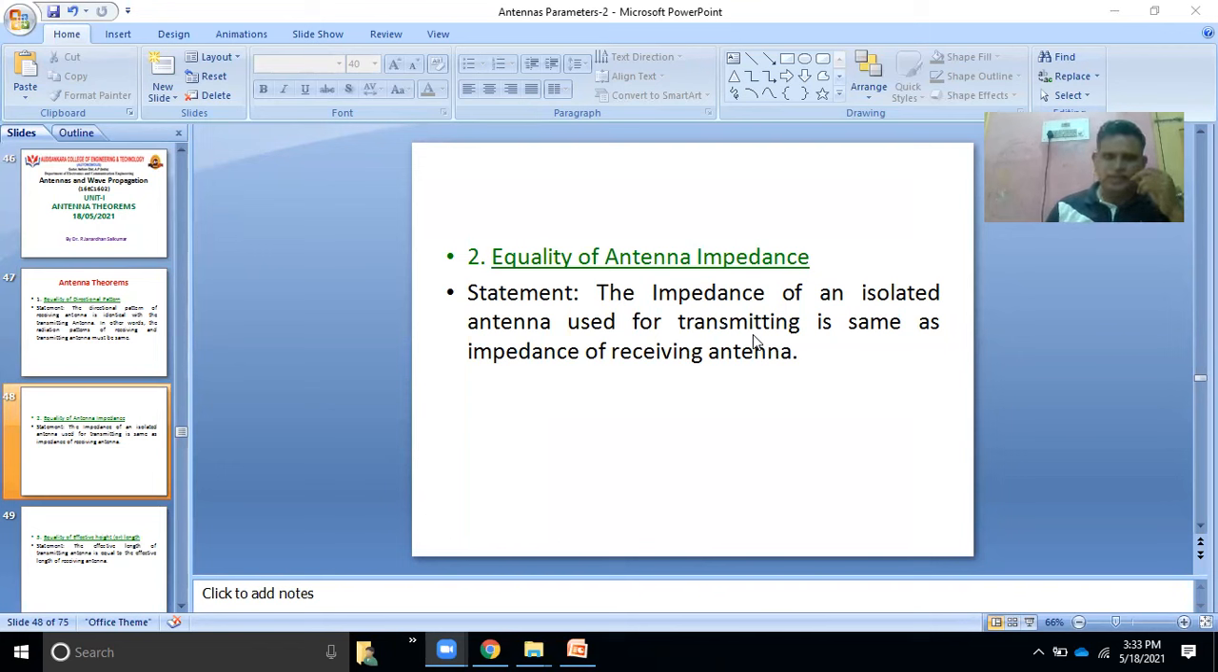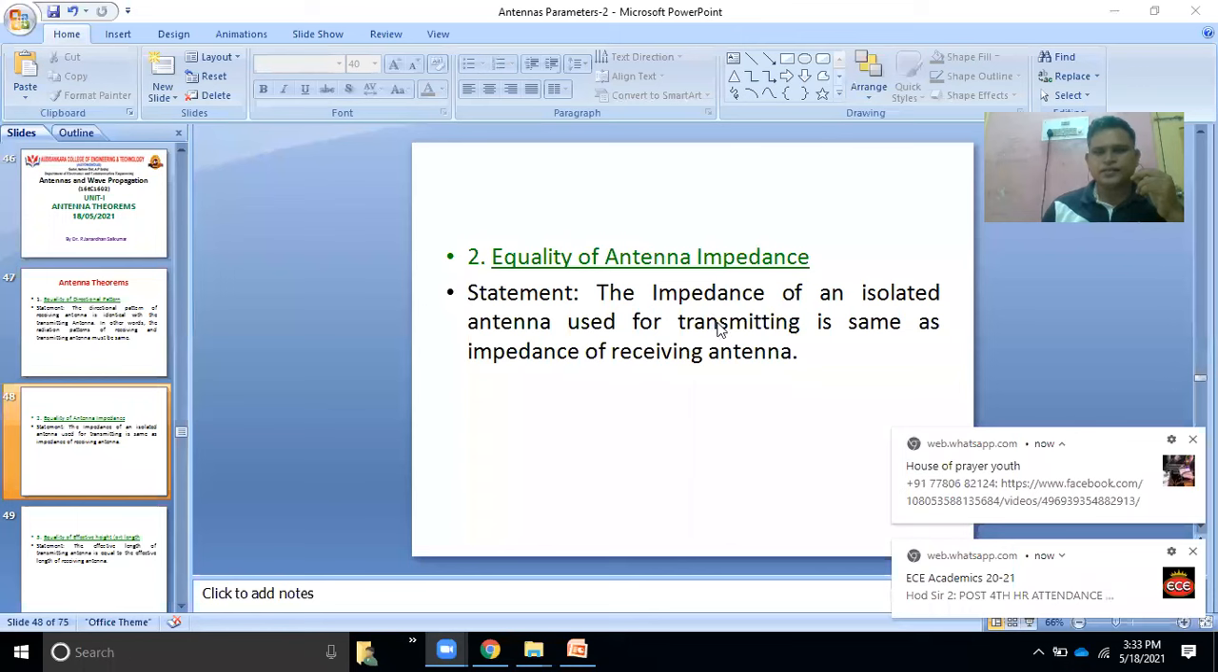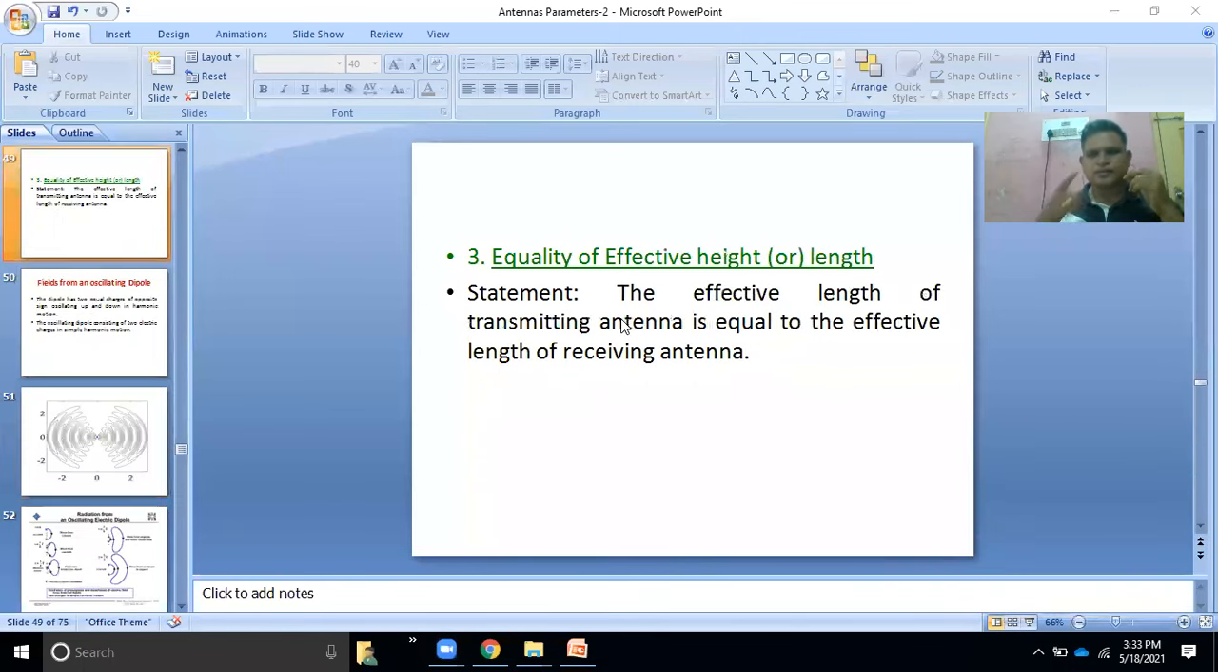What is the third theorem? Equality of effective height or length. Can you explain what that is? The effective length of the transmitting antenna must be equal to the effective length of the receiving antenna. Yes, the effective length. What are the units for effective length?